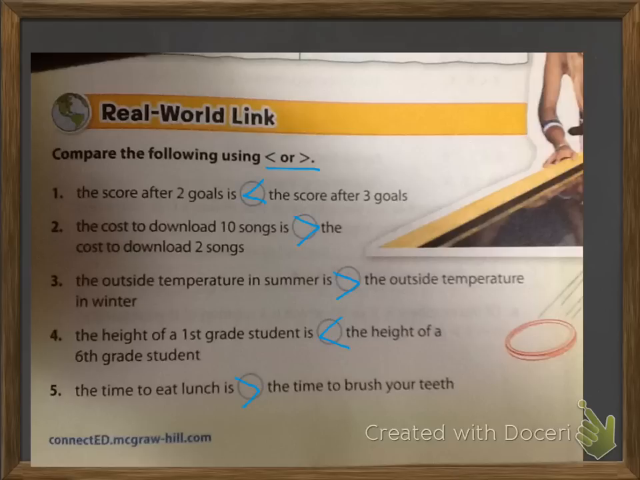So you can see for number 1, the score after 2 goals is less than the score after 3 goals. Number 2, the cost to download 10 songs is greater than the cost to download 2 songs. Number 3, the outside temperature in summer is greater than the outside temperature in winter. Number 4, the height of a first grade student is less than the height of a 6th grade student. Now I do realize there could be some exceptions. And number 5, the time to eat lunch is greater than the time to brush your teeth.